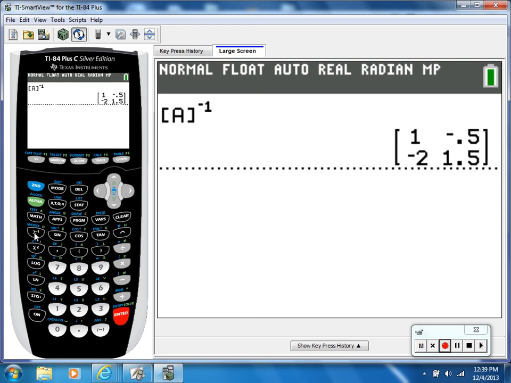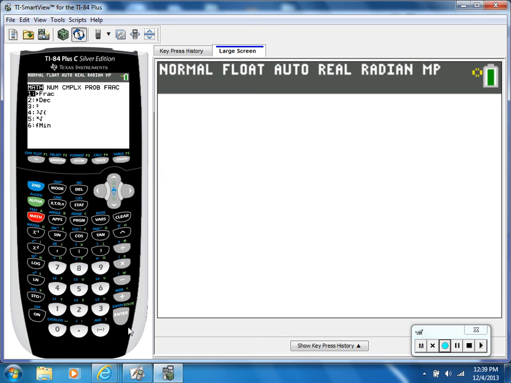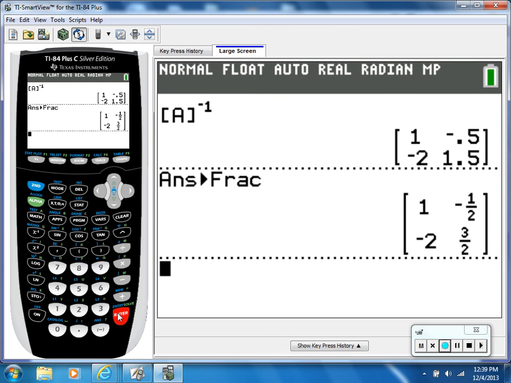Hey, isn't that the matrix we had found? Except our matrix was in what kind of thing? Fractions. How do I change that to fractions? Yep, math. Enter, enter, good. And that's the exact answers I came up with. In case for some reason your inverse is like 2/3, which is actually 0.666666667, you'll want to do that. It'll change it to a fraction for you.